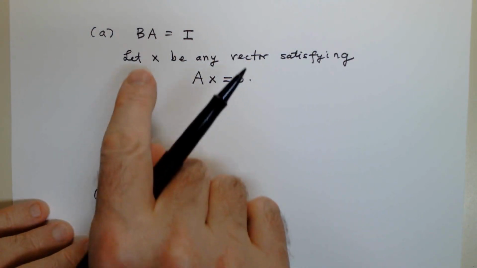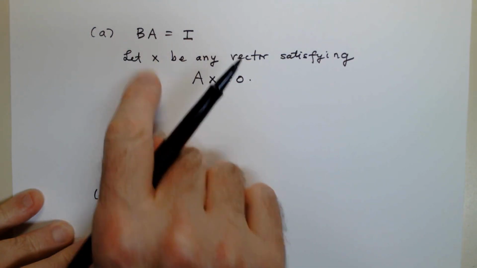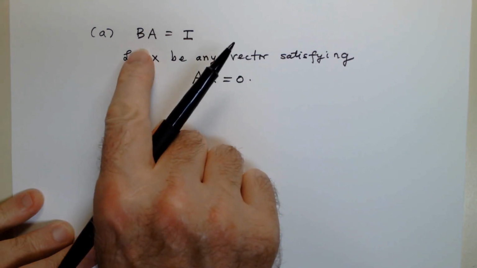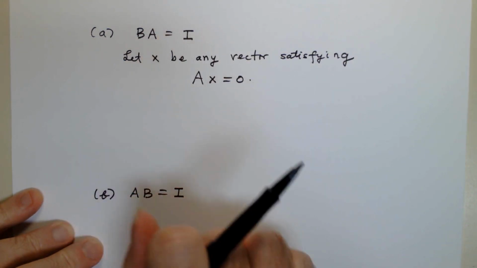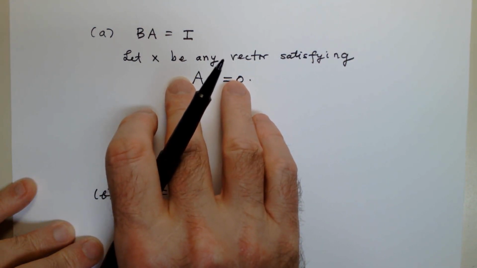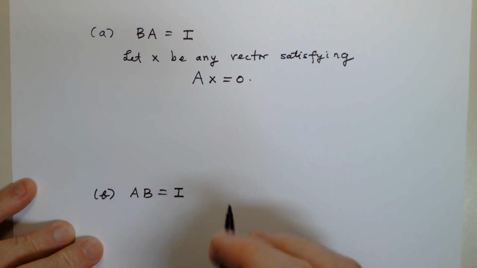Now what I can do is use the fact that if I multiply on the left by B, then B times A becomes the identity. So let me show you how we can use that fact. Let's multiply on the left on both sides of this equation by the matrix B.